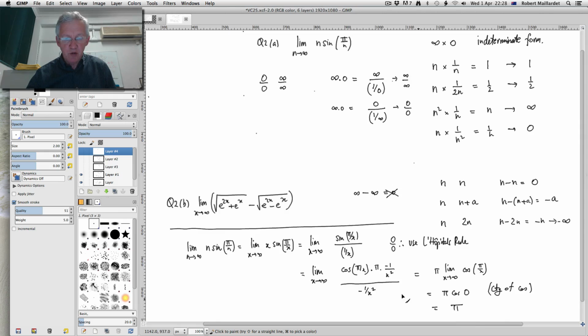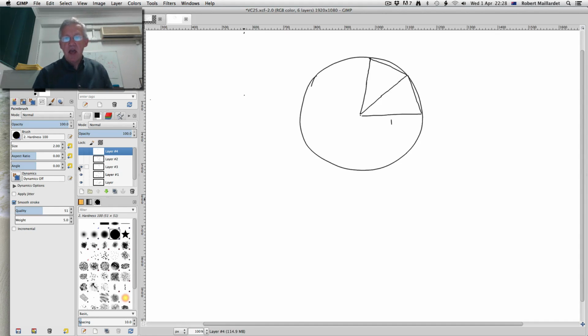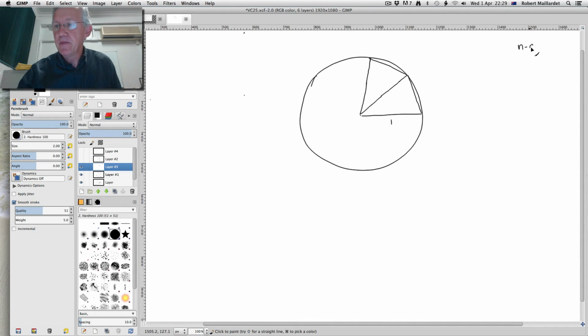this limit can also be written in an interesting geometrical way, so I wanted to show you that as well. And what I can do is I can think about the unit circle here. So here's a unit circle, radius 1. And I'm going to put a regular n-gon, so it's an n-sided polygon inside the circle. I've drawn 2 bits of it here, but it keeps going all the way around, and it has n sides.